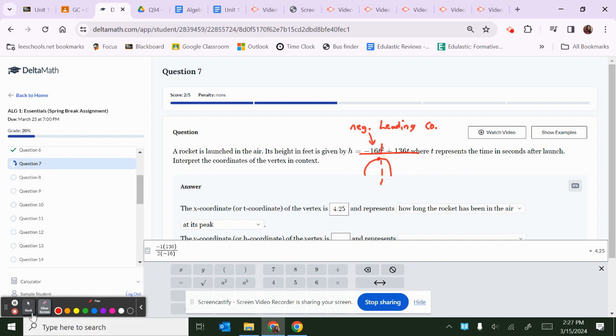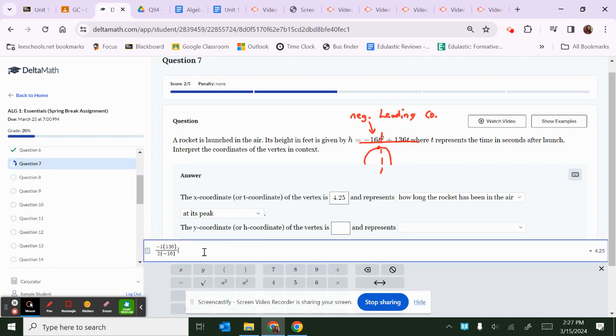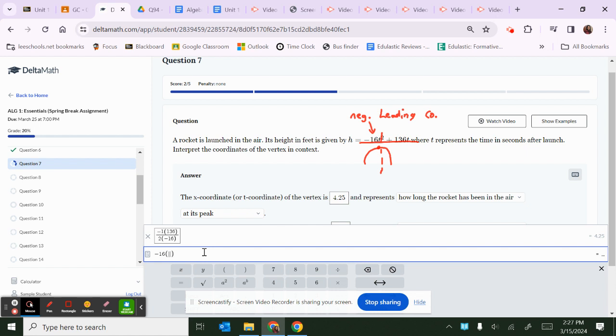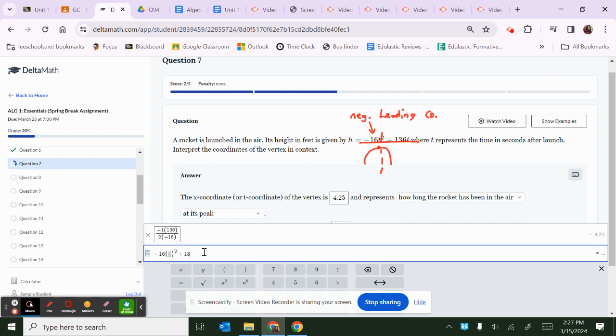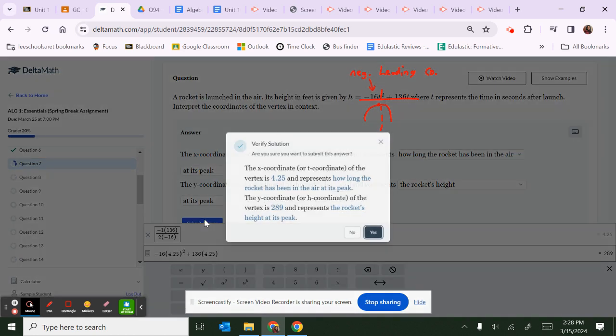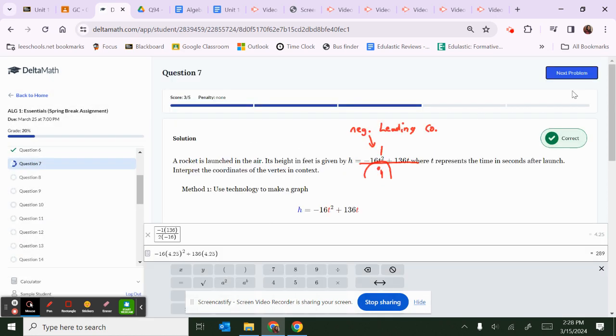All right. So now I need to find what the height is by plugging this back into my equation. So I'll write negative 16 squared plus 136, and what do you think is going to go inside? Yep, the 4.25. So plug in 4.25, you get 289. So this would be 289, and that would represent the height, because h is height, and you're still talking about the peak. All right, these will always be talking about the peak. All right. So next question, guys.